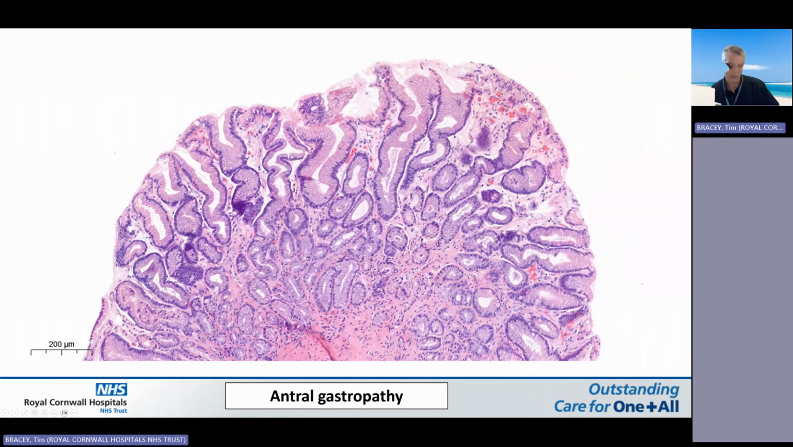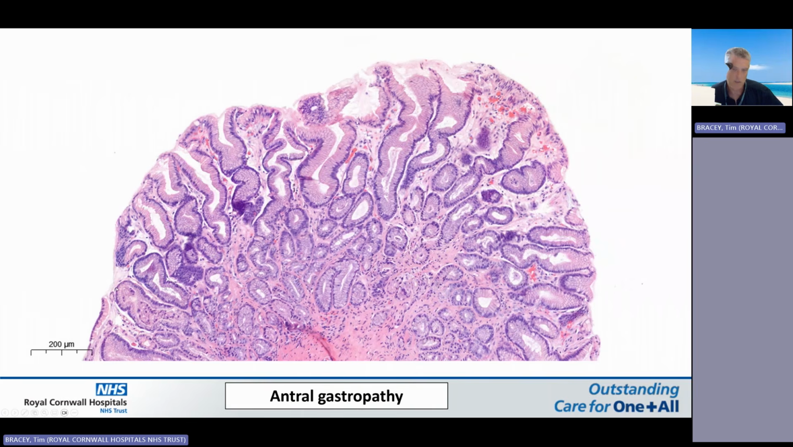In fact, if you look between the pits and in the lamina propria, there's sometimes even fewer inflammatory cells than you get in normal mucosa. So there's a paucity of inflammatory cells. One of the things you'll just about see are some thin strands of smooth muscle that are coming up to support these elongated pits and regenerative glands. And you can see that they're starting to become a little bit tortuous, these pyloric glands as well. So this is antral gastropathy.